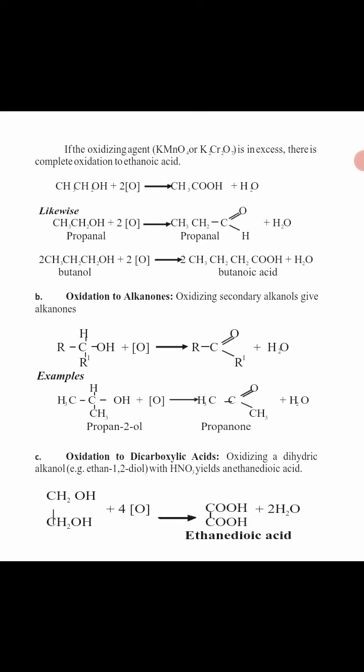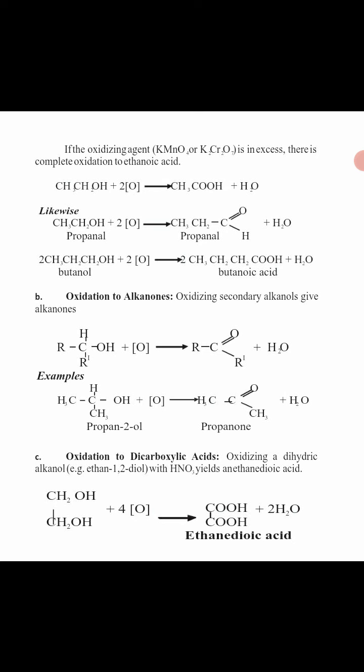CH3CH2OH, that's ethanol, plus 2[O]. That O there is like a shortening form of the oxidizing agent. If we use either KMnO4 or K2Cr2O7, only the oxygen there will react. That's why they used O. So that O is trying to tell you that it's an oxidizing agent that is being used there.